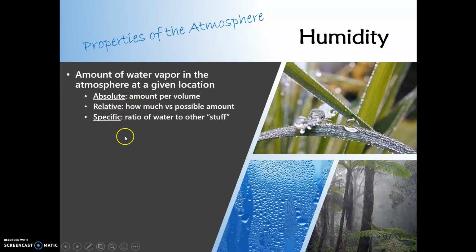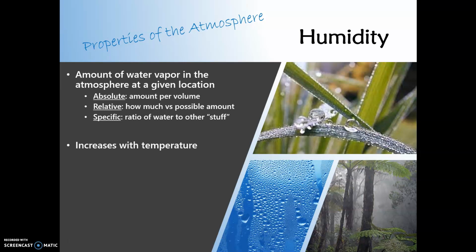Relative has to do with how much humidity is in the air compared to how much the air can hold. And then the specific has to do with how much water vapor is there in an area compared to how many other things that are in the area in terms of particles. So we're basically looking at the amount of water vapor compared to all of the other stuff in the air.